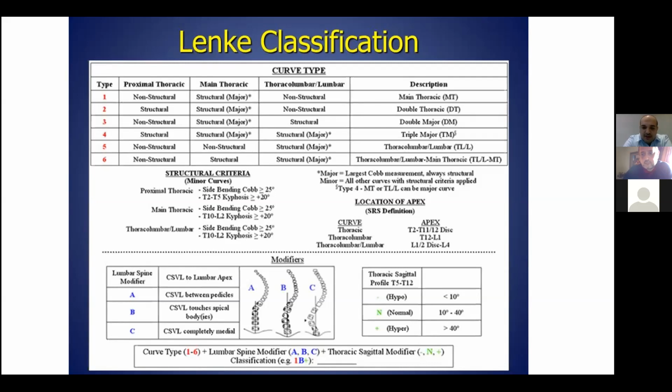The modifier is for the lumbar spine between L1 and L5. You can see this line, the central sacral vertical line. If this line comes between the pedicles, this is A. If this line touches the pedicle at the apex, this is B. If it is away from the apex of the curve, this is C. This gives you an idea where to stop your anchors distally.